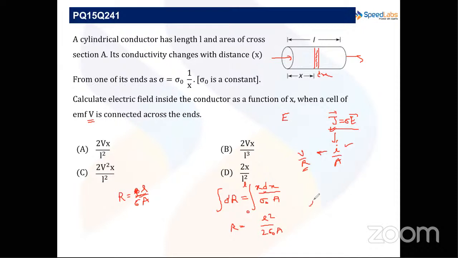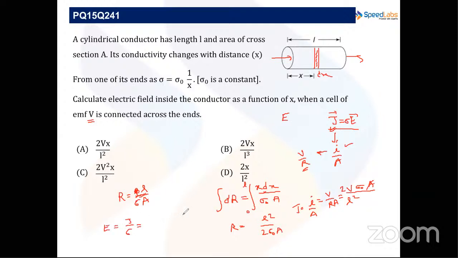If we talk about current, then I comes to be V by R. So V is fixed, EMF is V, right? And R is L square by 2 sigma naught into A. Now I by A is J, current density. So A is gone. Okay. Now that is my J, and J is sigma E. So if I divide this by sigma, then I get E. So electric field is J by sigma.